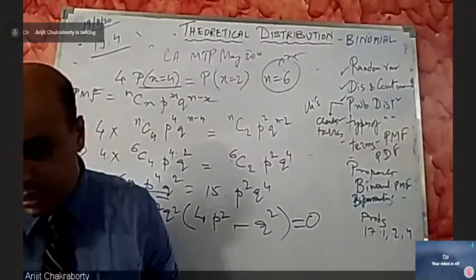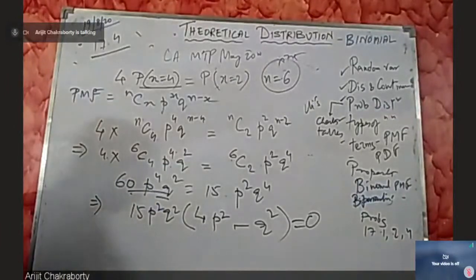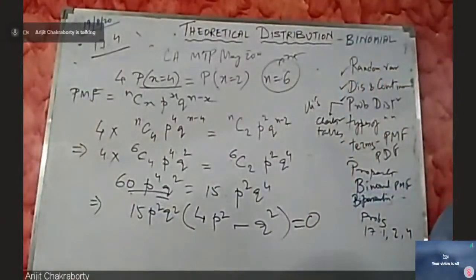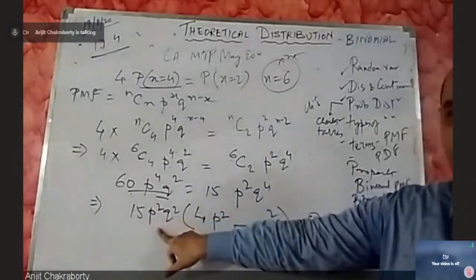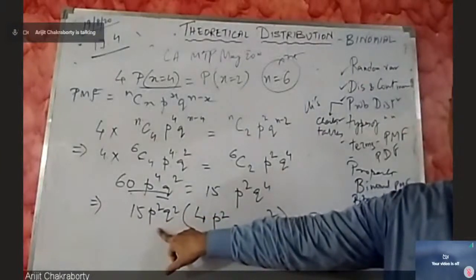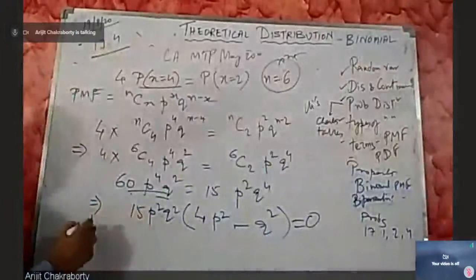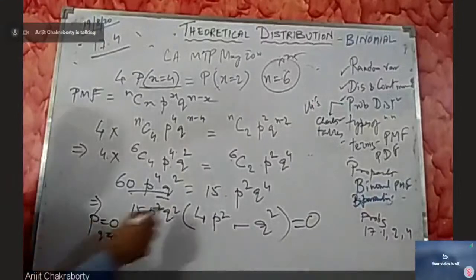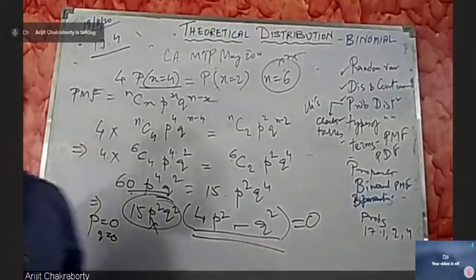Okay. Now let us see what further we can do. So the question is, 15 p square q square equal to 0 means 4 p square minus q square can be 0? Sorry, first this one: p square q square, can it be equal to 0? Please check. Is p equal to 0 or q equal to 0? Not possible. That means this part is not 0. So this part is 0. So 4p square minus q square is 0.